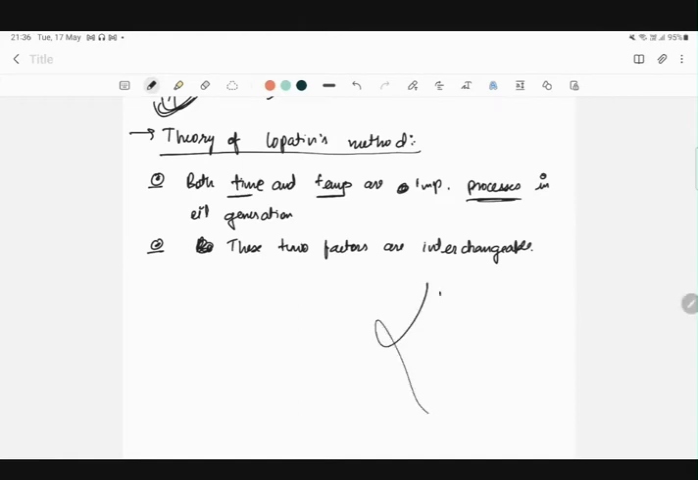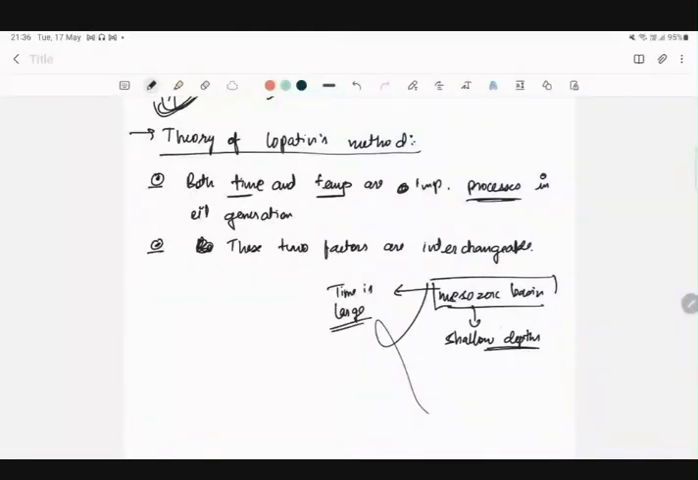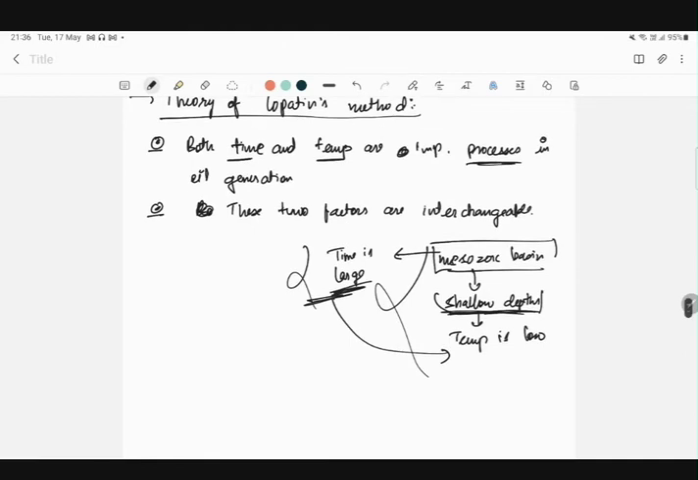Like if we are finding oil in a Mesozoic basin, oil can occur in shallow depths also, because for a Mesozoic basin, time is large. Time is large, and shallow depths means temperature is low. So for Mesozoic basins, we can find oil at shallow depths also, because a large amount of time coupled with even a lesser temperature will be able to produce oil.